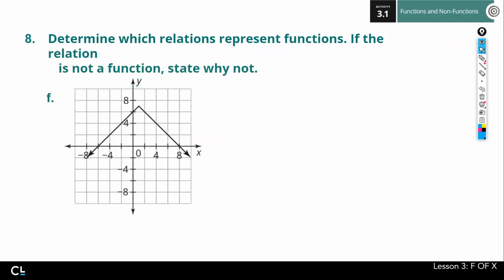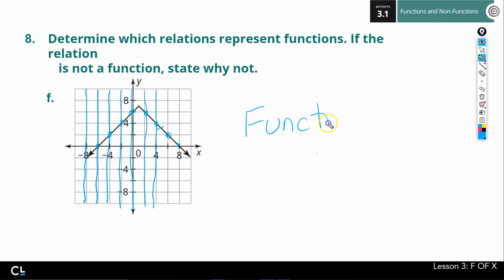F, we could apply the vertical line test to F since it's the graph. Think about drawing a vertical line or using your vertical lines that are already on the graph. Do you see how they're only intersecting one point at a time? Imagine your pencil going through the graph. This is a function. It passes the vertical line test.